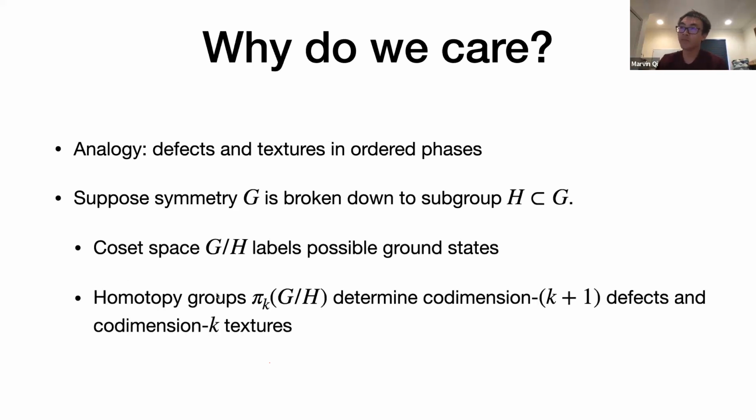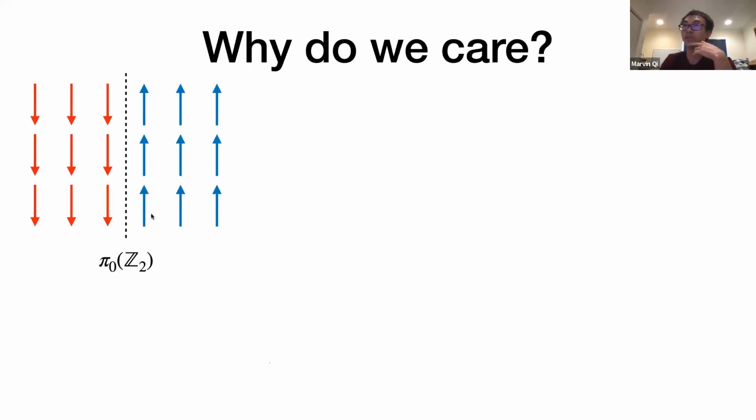And the homotopy groups of this coset space will determine what kinds of defects and textures are available in the system. So for example, the pi k will determine what codimension k+1 defects there are and what kind of codimension k textures there are. So as an example, if we start off with Z2, the pi 0 will label what kind of domain walls we have.